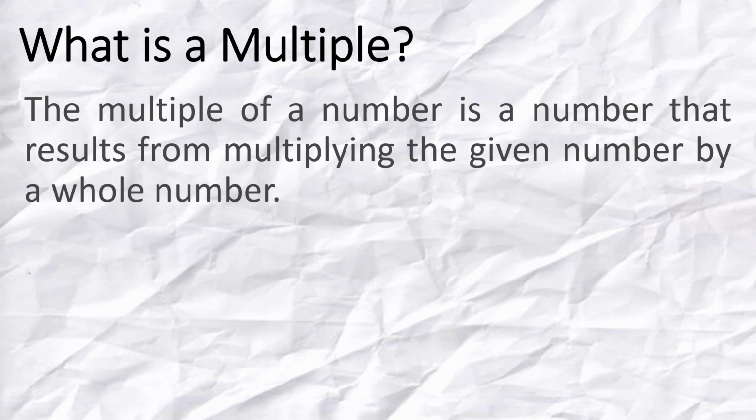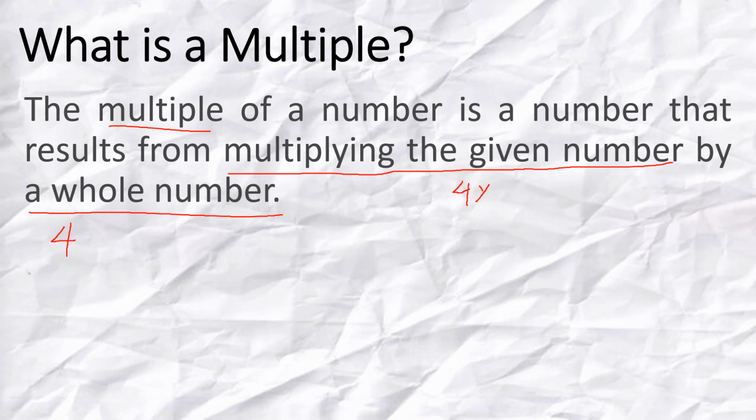So what is a multiple? The multiple of a number is a number that results from multiplying the given number by a whole number. Just like the example a while ago, to get the first 5 multiples of 4, we need to multiply 4 for each of the whole numbers that we have in our counting numbers.